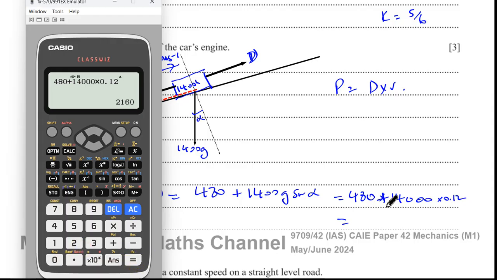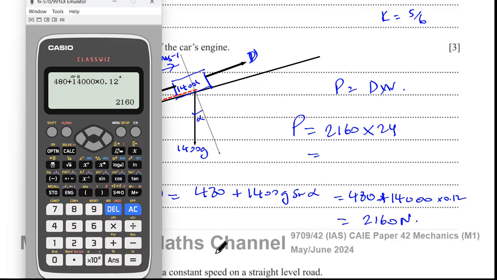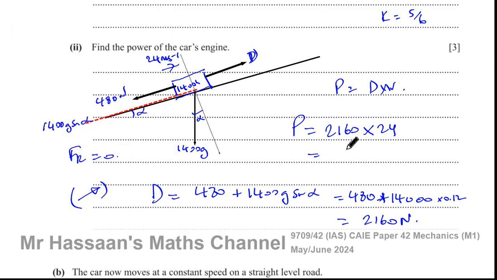And that gives you 2,160 newtons. That's the driving force, which means that the power of the car's engine is 2,160 times 24. Okay, that gives us what? Times 24. That gives us 51,840 watts. So there's your answer to part 2 of the question.